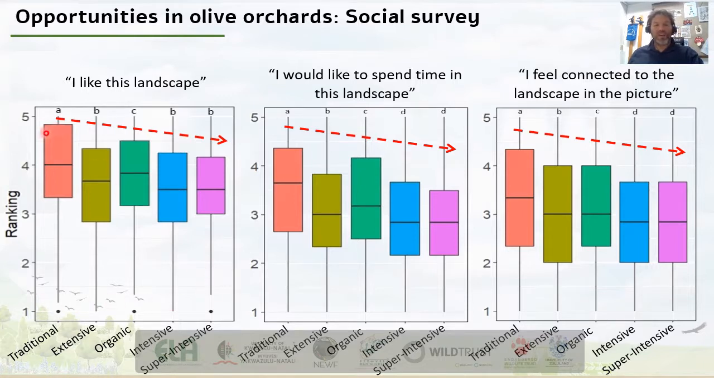People really liked the traditional, to a lesser extent the extensive, but definitely liked the organic, and really did not like the intensive and super intensive. A similar trend was recorded for wanting to spend time in these areas, especially the traditional one, and they felt connected to traditional, extensive, and organic, but to a dramatically lesser extent the intensive and super intensive.